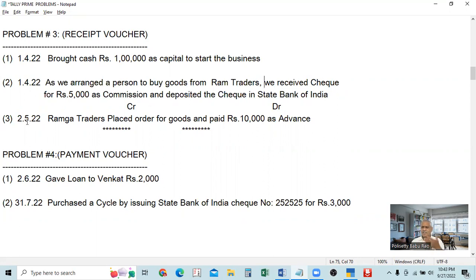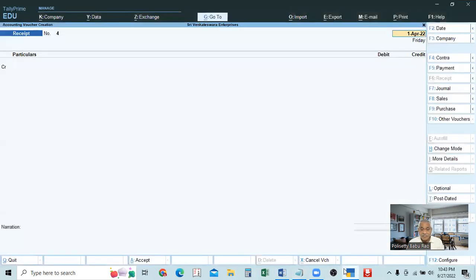Every time we receive a check, immediately we will deposit it in our bank. That means we are not receiving cash, but the bank is receiving money. So the receiver is the bank. Okay, now here, this is the transaction. We are receiving commission, which means it is a receipt of payment. What is happening? We are receiving. So we have to enter the receipt voucher.